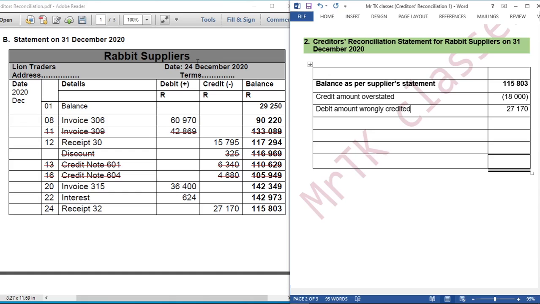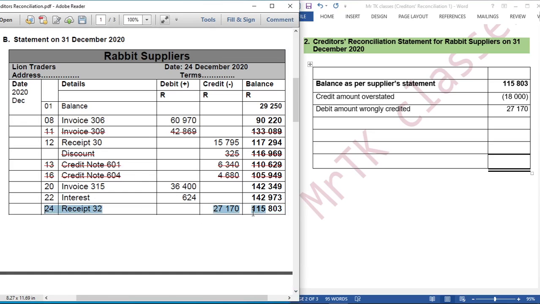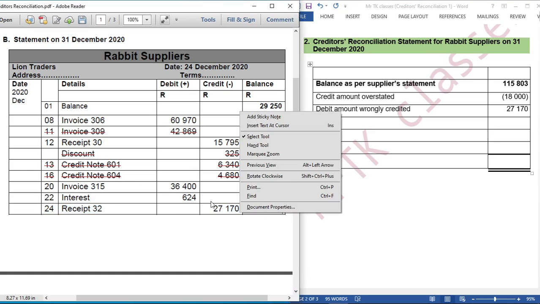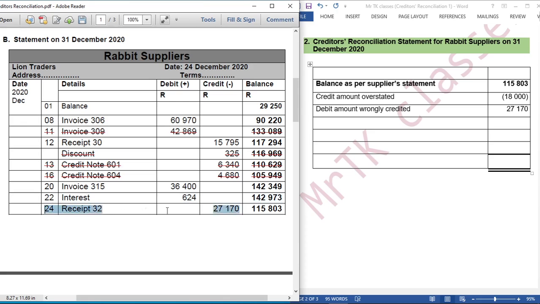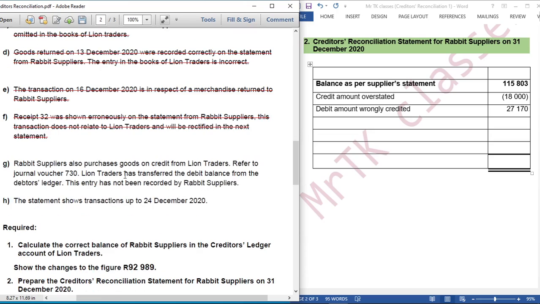Then let us move on to this one. Let me just strike through this one. All right, let us move on to G. Rabbit suppliers also purchases goods on credit from Lion traders. Refer to Journal of Voucher 730. Lion traders has transferred the debt balance from the debtors ledger. This entry has not been recorded by Rabbit suppliers.